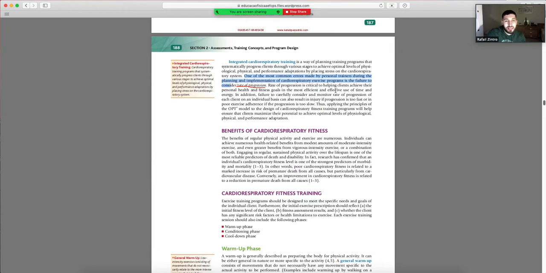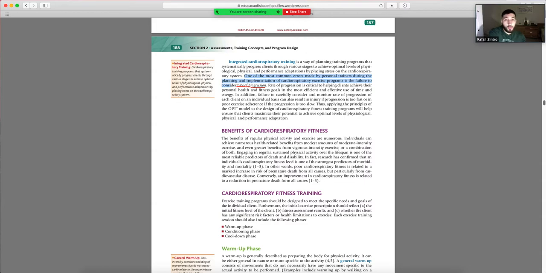Rate of progression is critical to helping clients achieve their personal health and fitness goals in the most efficient and effective use of time and energy. So when you're first starting out with a client, you need to know what their levels are. You need to know how their health is, whether or not they're eating right. There are a lot of factors that change how your training with them is going to go. What this essentially boils down to, in terms of something you can write down on paper, is called rate of progression. So I'll give you an example.